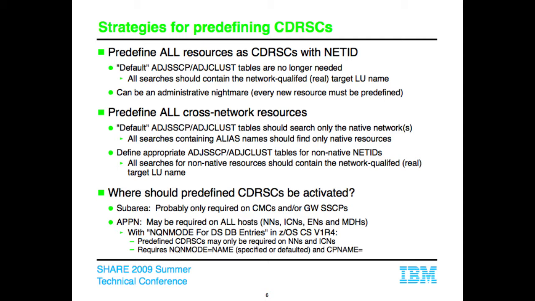You also need to code the CP name operand on the CDRSC definition. The CP name operand has always been allowed and has always been the trigger to predefine this information in the directory services database. By predefining these two operands, it causes us to load a special entry into the directory services database, specifically the entry that allows directory services to translate from an alias to a real name by fully qualifying the LU name.